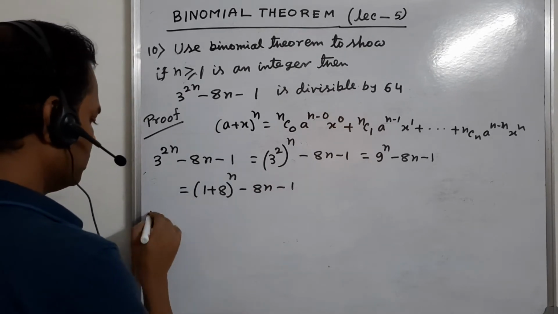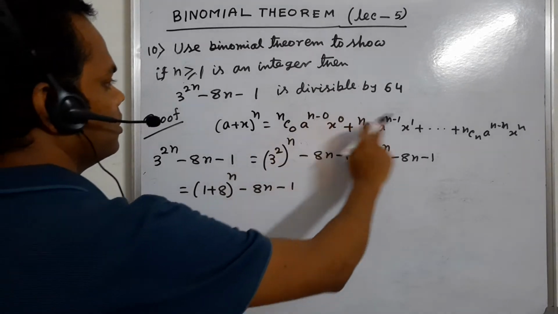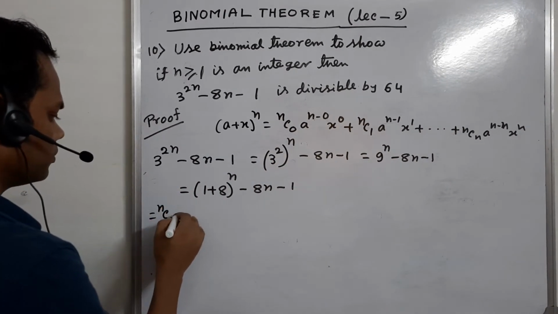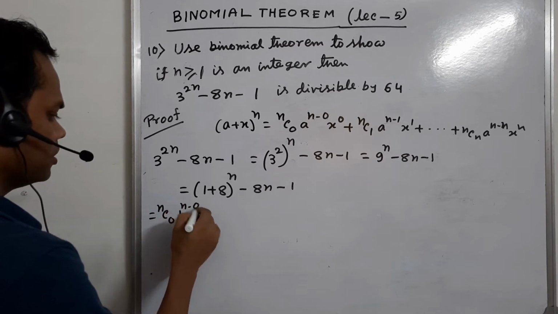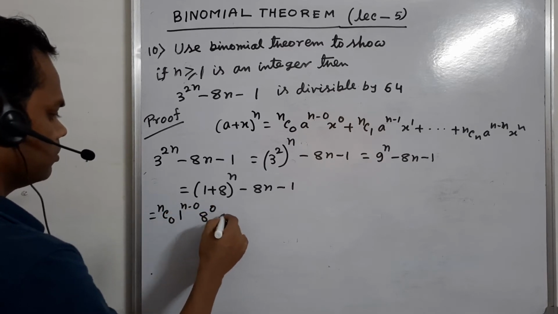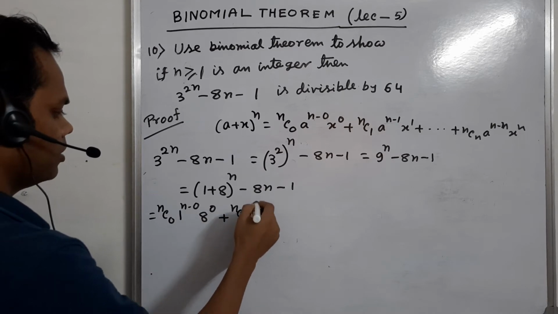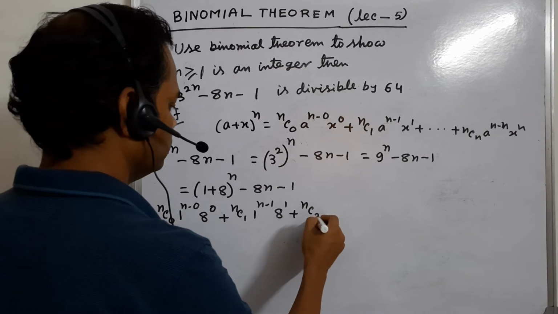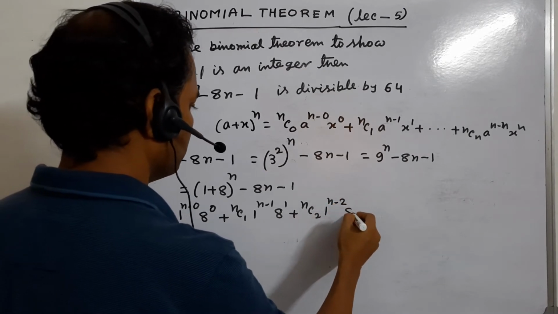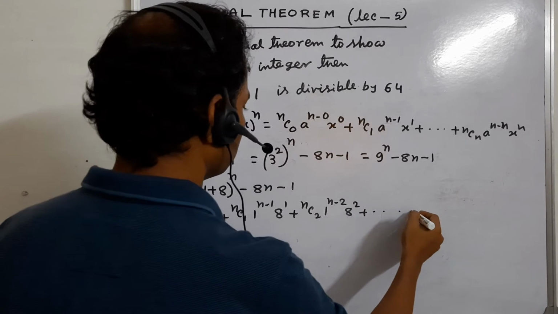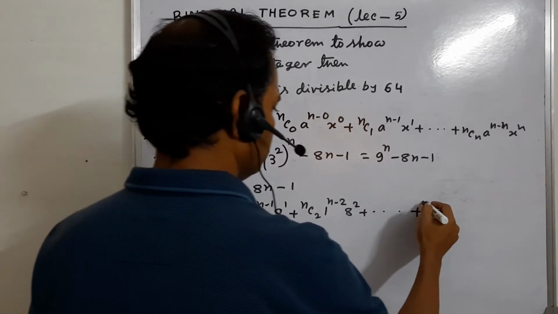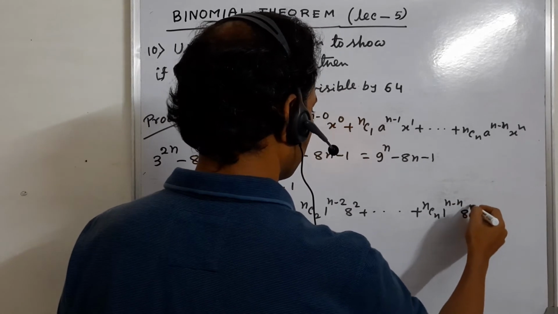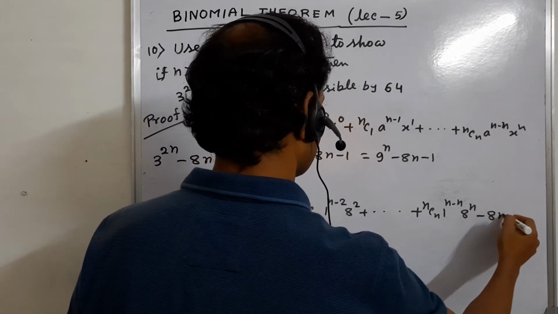So (1 plus 8) whole to the power n, by using this binomial theorem on this, we get nC0 1 to the power n minus 0 8 to the power 0, plus nC1 1 to the power n minus 1 8 to the power 1, plus nC2 1 to the power n minus 2 8 square, plus dot dot, nCn 1 to the power n minus n 8 to the power n, minus 8n minus 1.